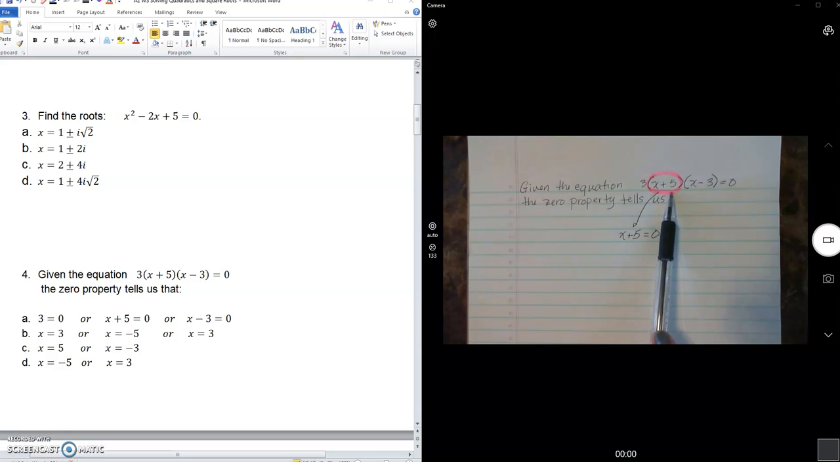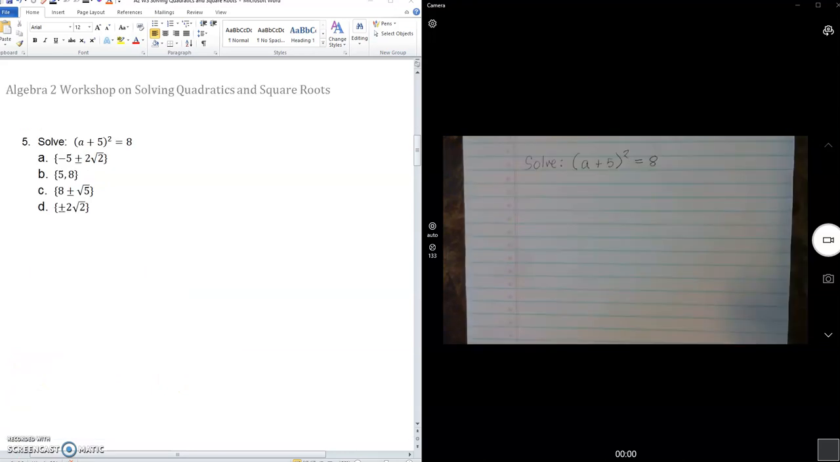Okay, so you're going to get this factor and you're going to put it equal to 0. And you do the same for this binomial factor on this side. And so now your answer is x is equal to negative 5 and x is equal to positive 3. So our answer for this one is letter D.